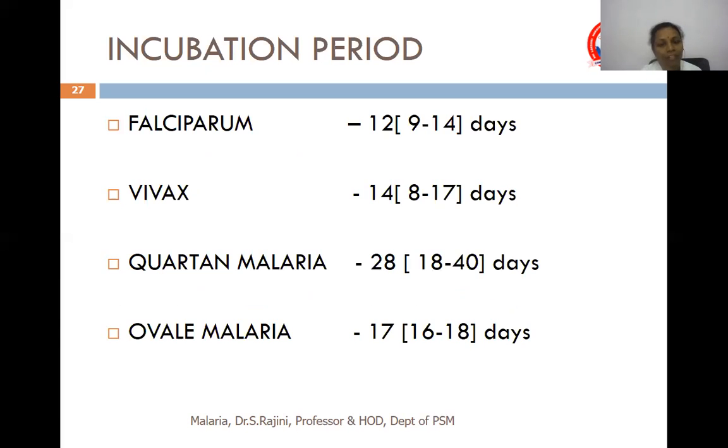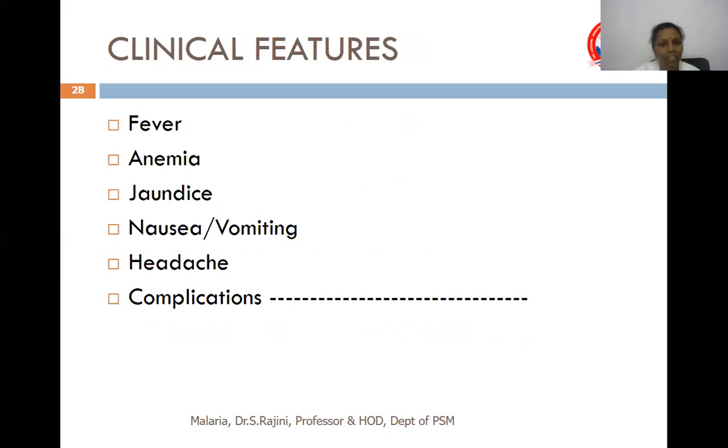So incubation for different types of parasites: falciparum 12 days, vivax 14 days, malariae 28 days, ovale 17 days. Now the clinical features, how the patient will present. The patient will present with fever, anemia, jaundice, nausea, vomiting, headache, and other complications can occur.